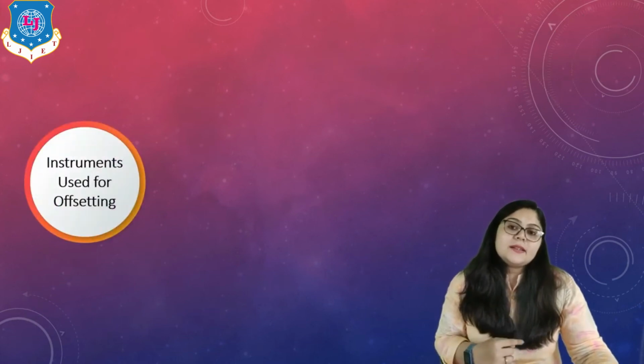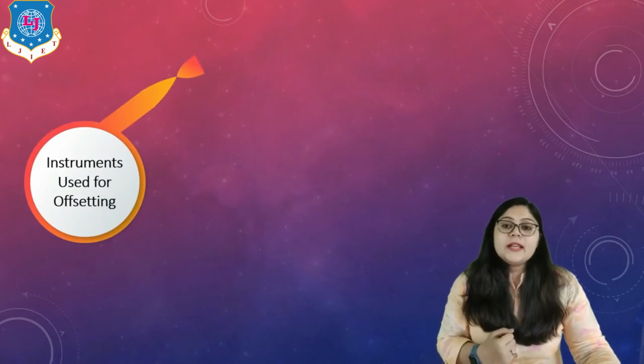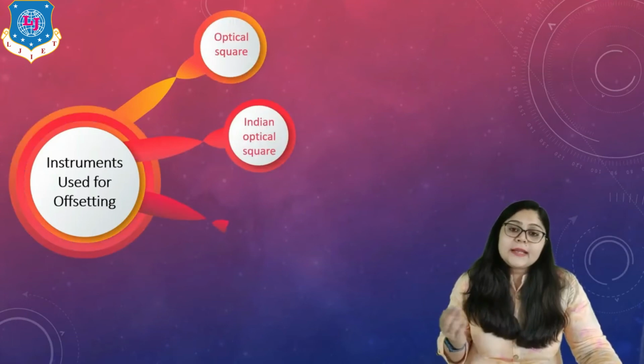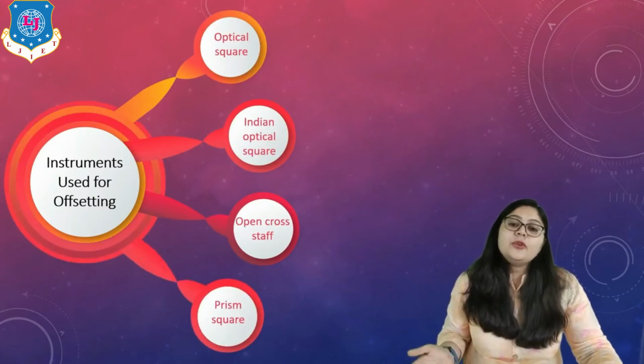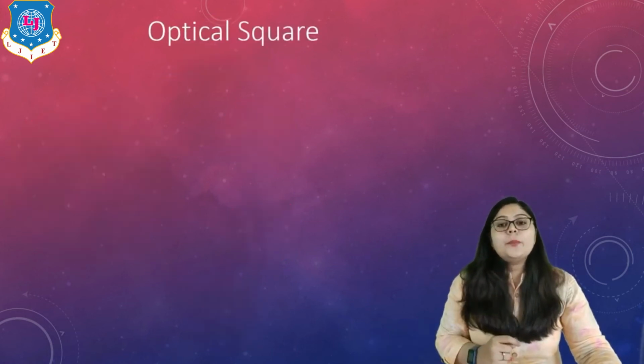Now let's discuss the instruments which are used for taking the offsets. So basically, the first instrument is known as the optical square, second is the Indian optical square, third is the open cross staff, and fourth is the prism square. So let's discuss. First is the optical square.